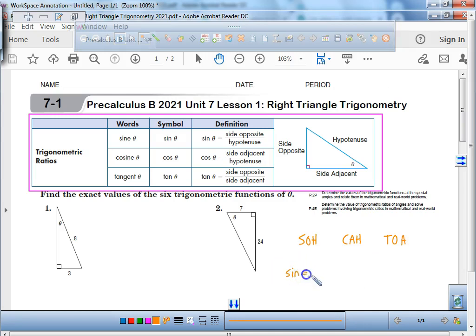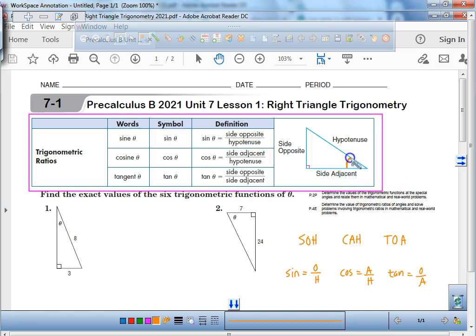So, sine, the relationship is always the opposite over the hypotenuse. Cosine, the relationship of the adjacent side over the hypotenuse. And tangent is the relationship of the opposite side over the adjacent side. So that's something you're going to want to understand, like, what does that mean?